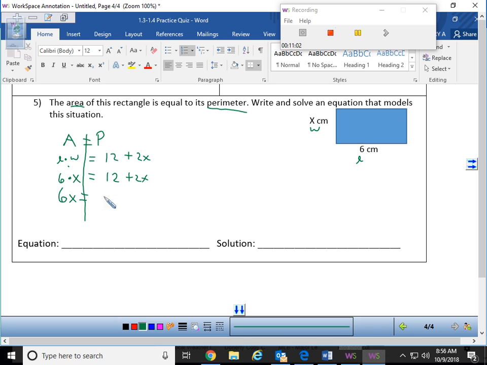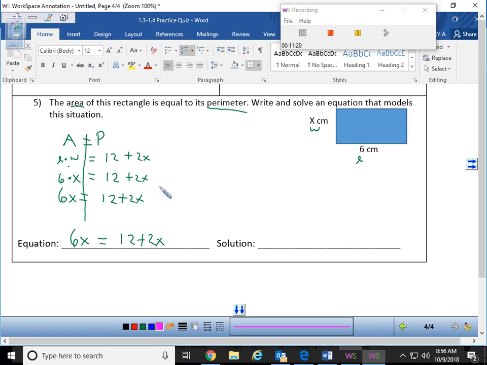So that's 6x equals 12 plus 2x. And it says it wants an equation. This looks like an equation, so let's go ahead and write it on the line: 6x equals 12 plus 2x. And that's just the equation that I'm going to solve here in a minute.